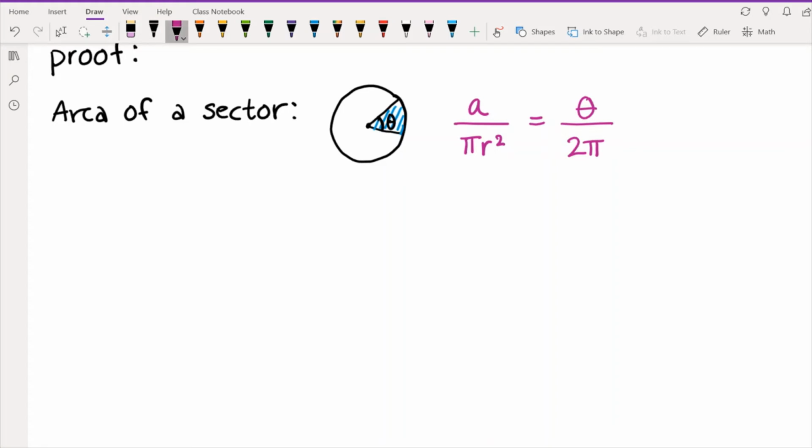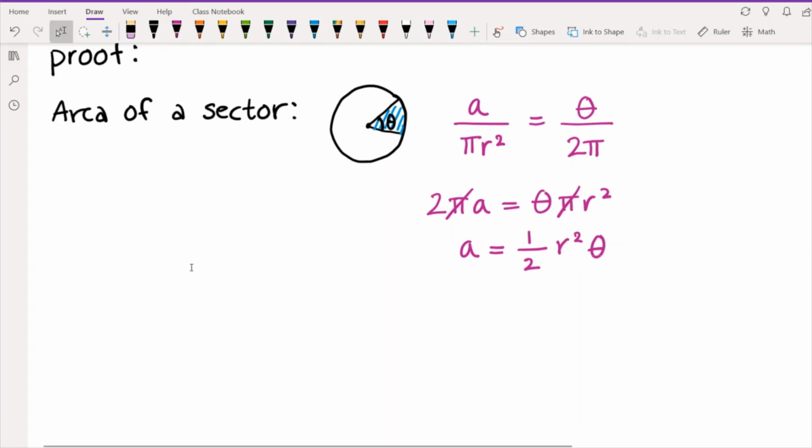And so if you simplify this equation, let's say you cross multiply, so you get 2 pi times a is equal to theta times pi r squared. And we're trying to solve this for a. So we can cancel out a pi from both sides, and we can divide both sides by 2, and we get a is equal to 1/2 times r squared theta. So that's how you find, in general, this isn't calculus, this is just how you find the area of a sector. Okay, so now let's see how we can use this.